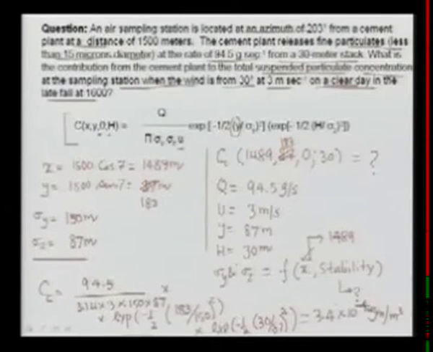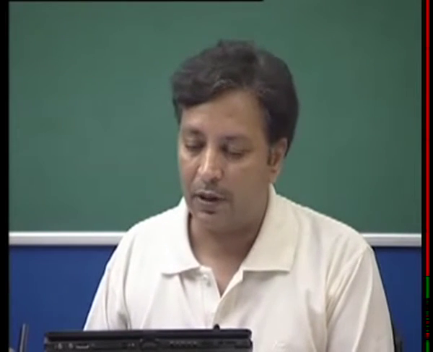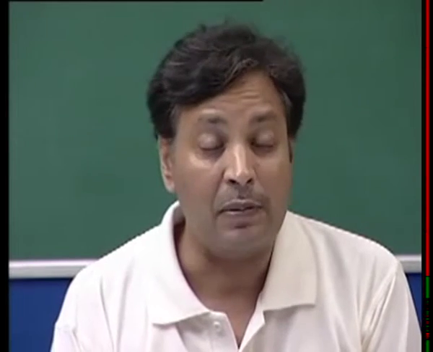Is it clear or not? Let me make it amply clear for you. So this is the concentration that I estimated. I have answered the question that asked me about a station located at an azimuth of 203 degrees from a cement plant at a distance of 1500 meters, where the wind direction and the direction in which the station existed were not coinciding. So I had to find out the angle between the direction of the location of the station and the direction of the wind. That came out to be 7 degrees.